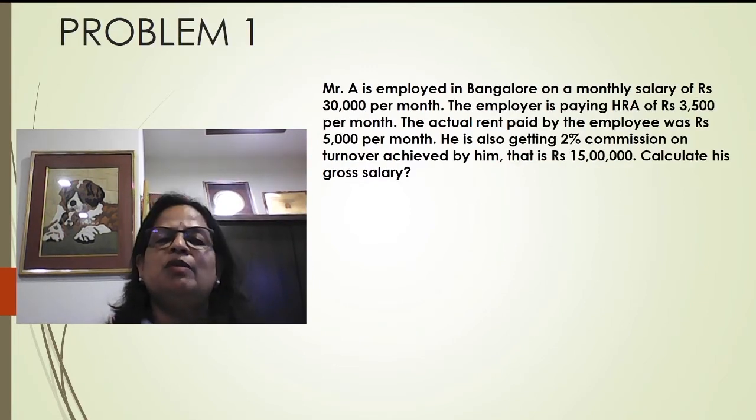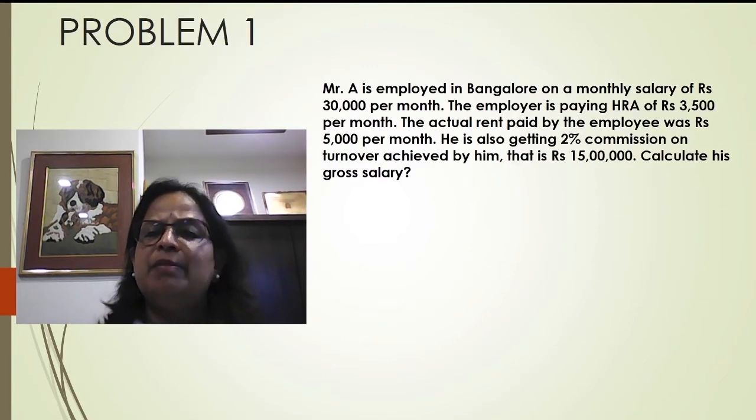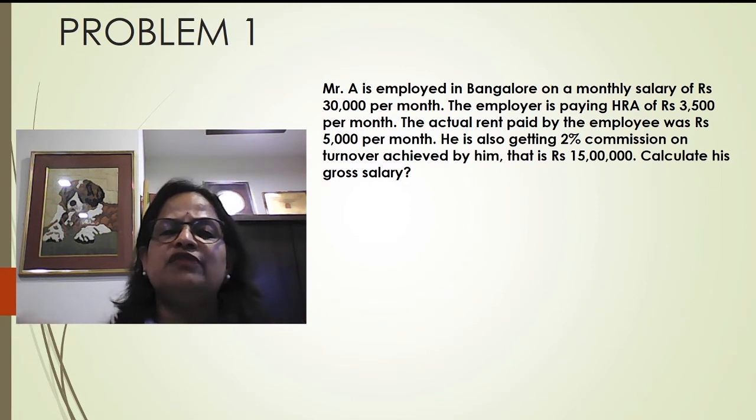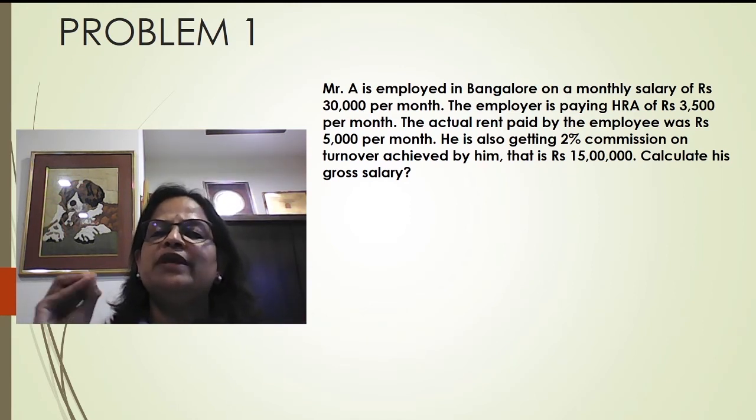Now, coming to the problem: Mr. A is employed in Bangalore on a monthly salary of rupees 30,000 per month. Employer is paying HRA of 3,500 per month. Actual rent paid by the employee is rupees 5,000 per month.